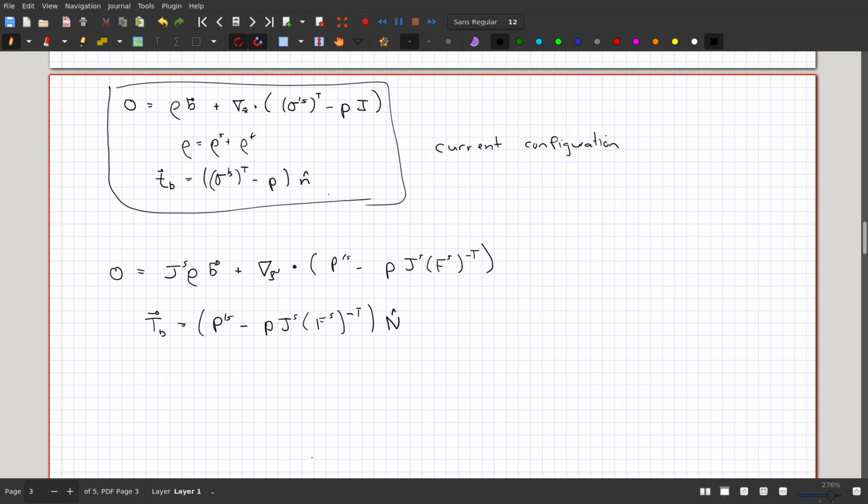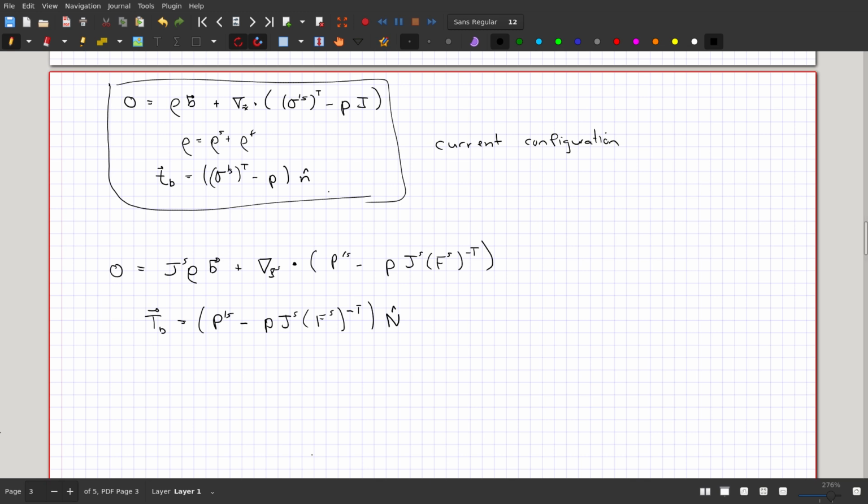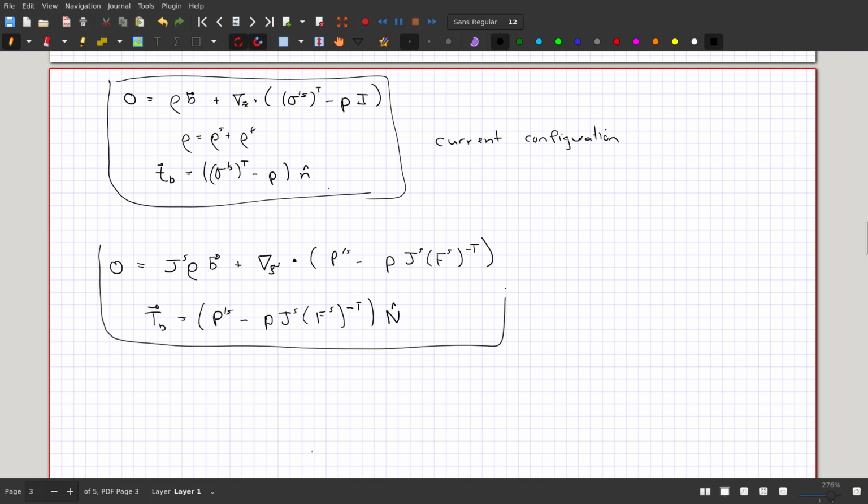So that's why you have JSVS, right? And we'll see why that's relevant, why we chose to do that, when we look at the conservation of mass. So we want to allow mass flux in and out of the solid, right? And so yeah, these are in the reference configuration.